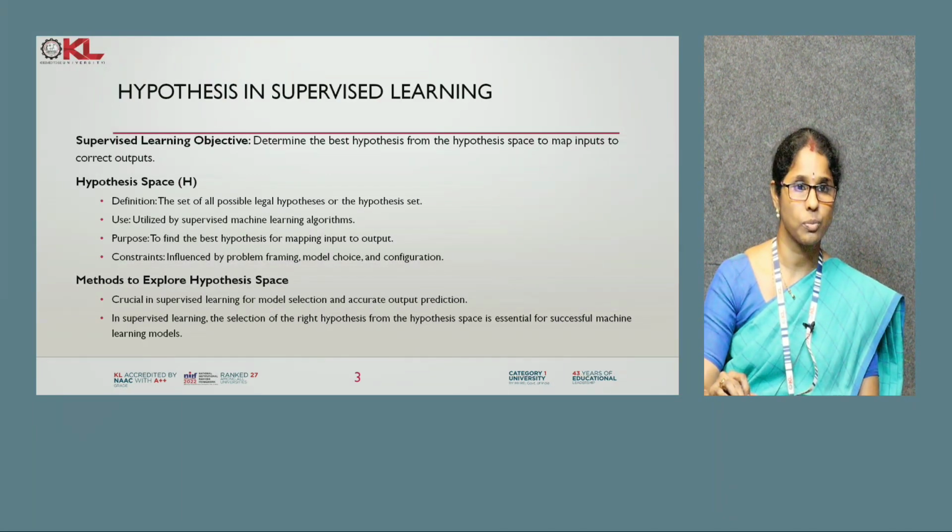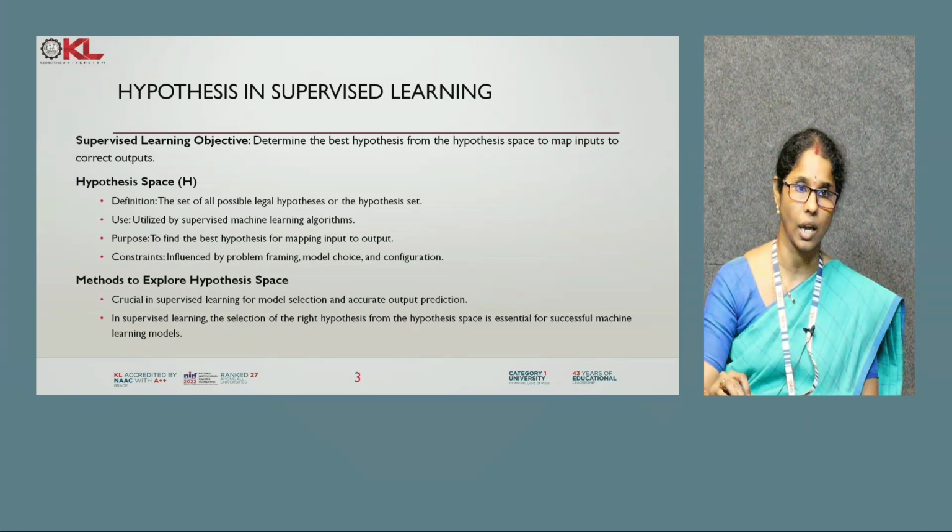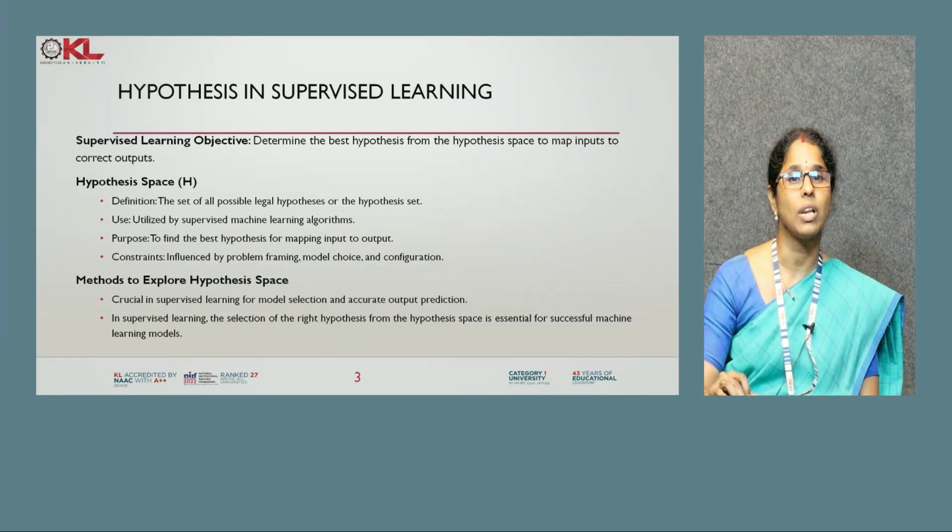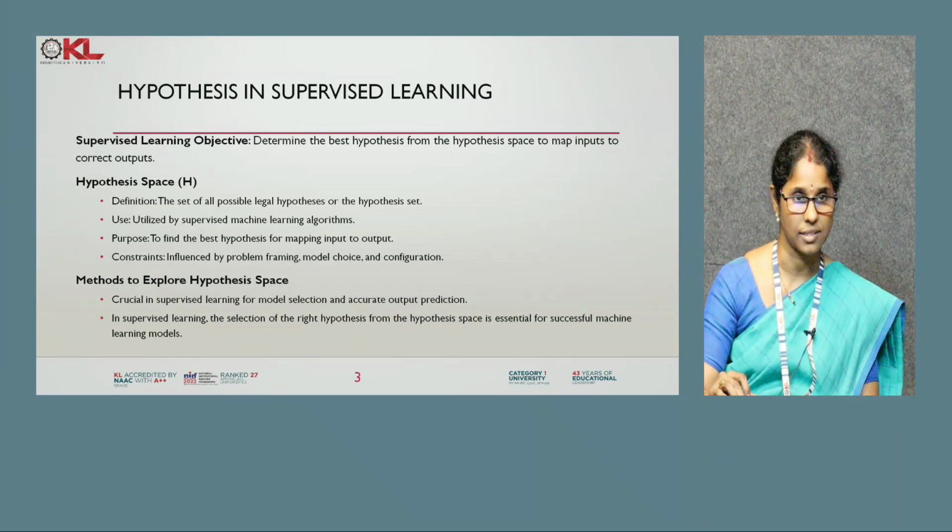So the supervised learning objective is to determine the best hypothesis from the hypothesis space to map inputs to correct outputs. So now what is hypothesis space? The set of all hypotheses or assumptions that you have made based on the particular content is called a hypothesis space. So the set of all possible legal hypotheses, the hypothesis set, is called your hypothesis space.